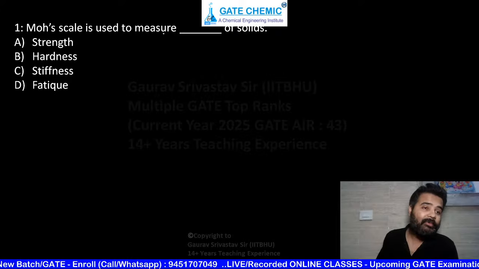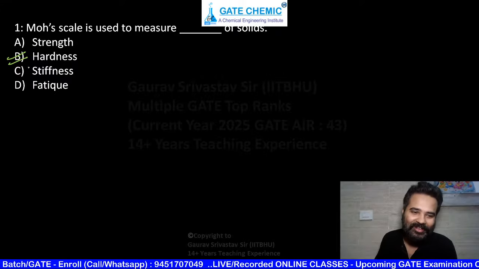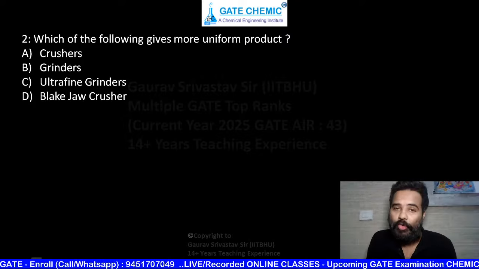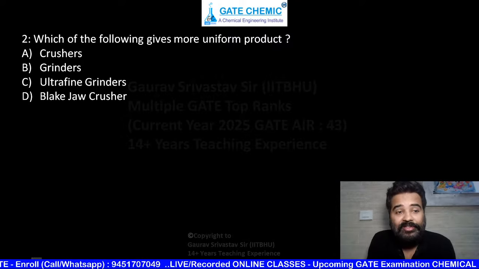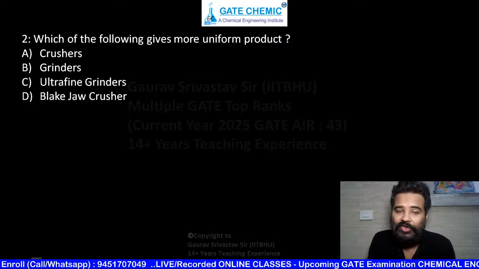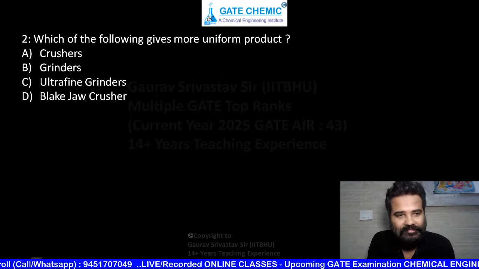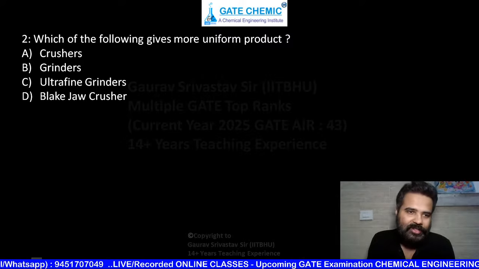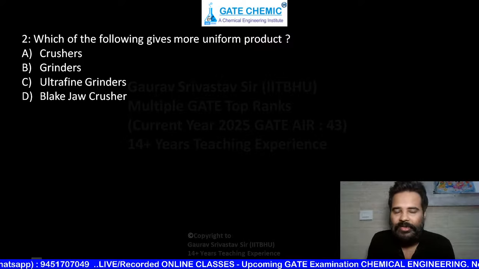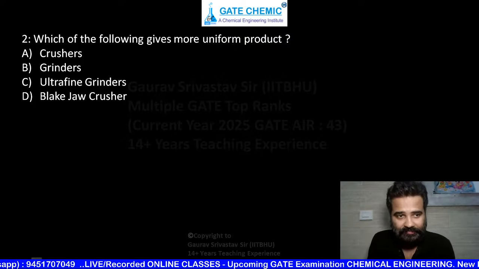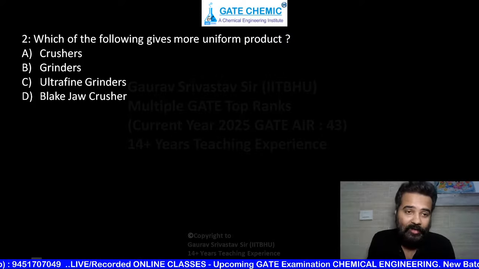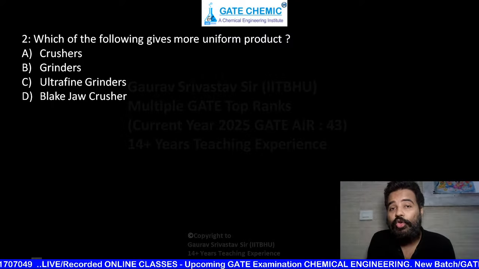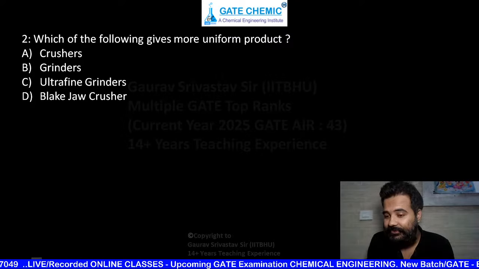Very good. Fantastic, my dear students. It's B. Fantastic. Now tell me, which of the following gives a more uniform product? Crushers, grinders, ultrafine grinders, or blake jaw crusher. Jaw crusher comes under the category of crusher. Crusher is also crusher. Grinders, powder. Ultrafine grinders, very fine powder. So which one do you feel is more uniform in size?